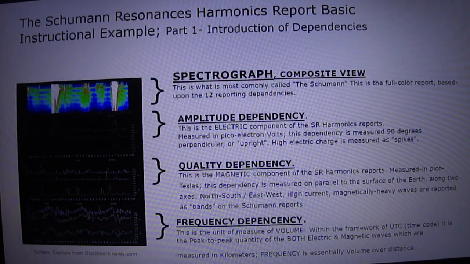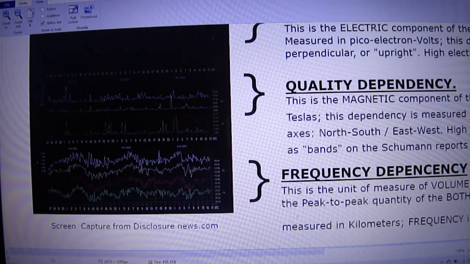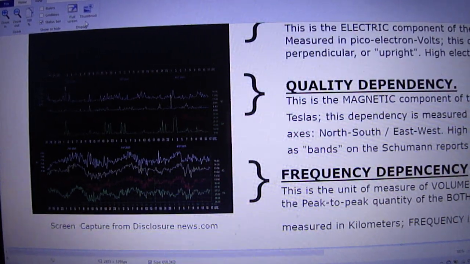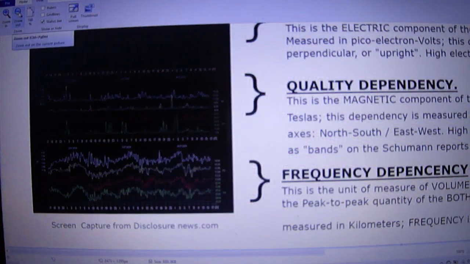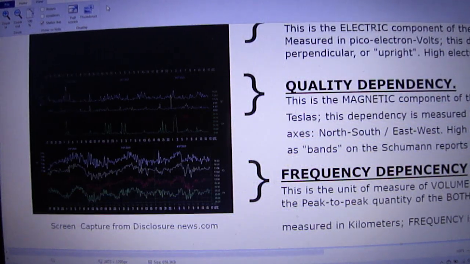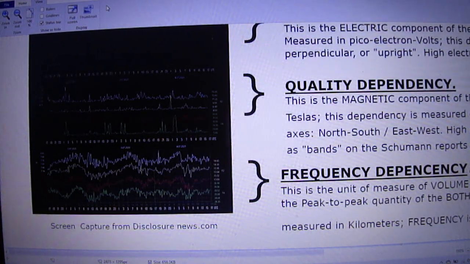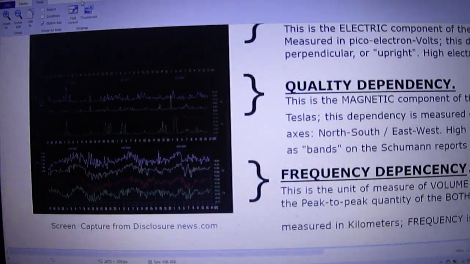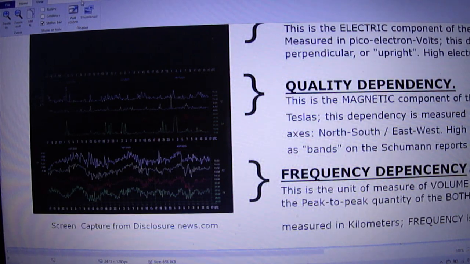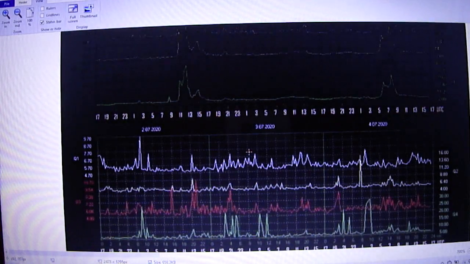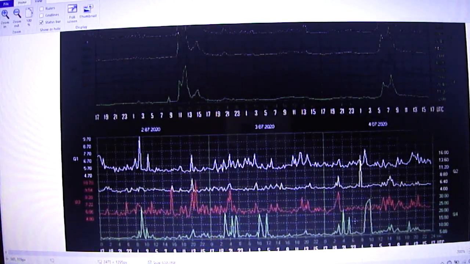You're looking at a basic illustration. It's an example of the Schumann Resonance's reports. I'm glad I have a chance to discuss frequency by itself. The video I made before this shut off before I was able to discuss frequency. And of all the things that are important for people to know about the Schumann, frequency is the most important part.